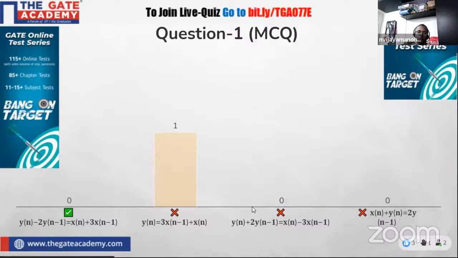y of n minus 2 y of n minus 1 equal to x of n plus 3 x of n minus 1. This is the correct answer. I think people have picked the wrong answer. No problem. We can catch up in the next question.